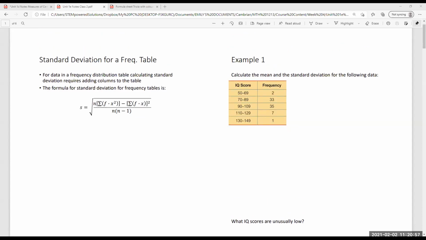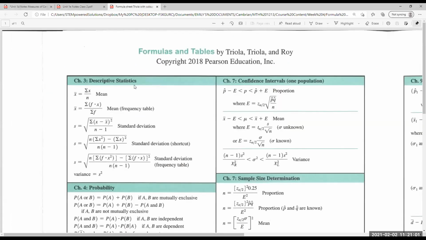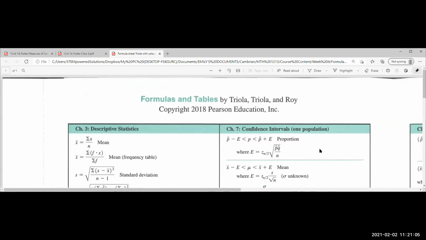So first of all, I think it's really important to find our formula sheet and to find, okay, how do we determine our mean? So how do we determine the mean for a frequency table?